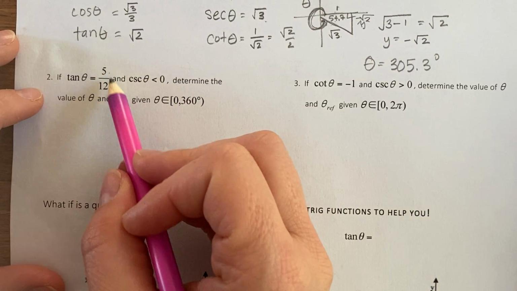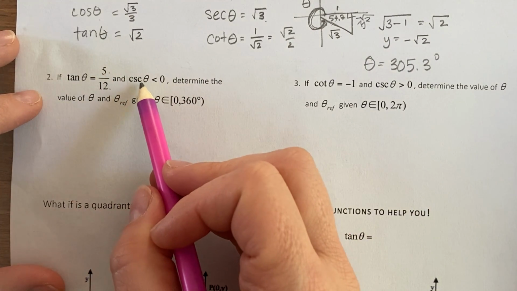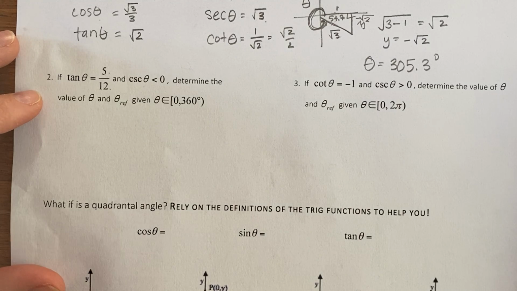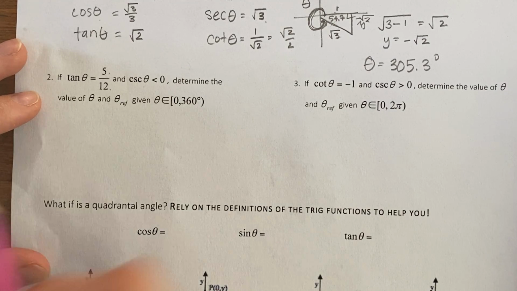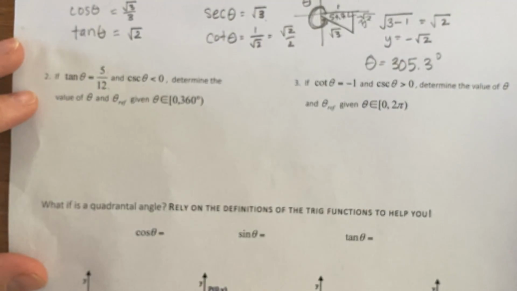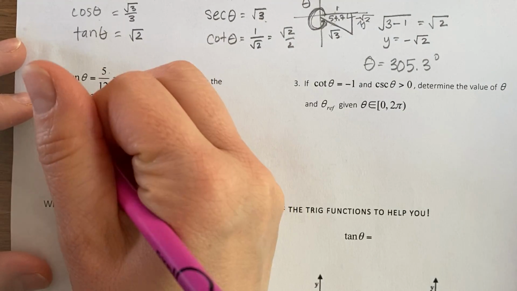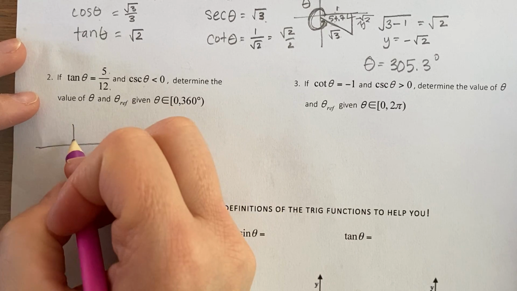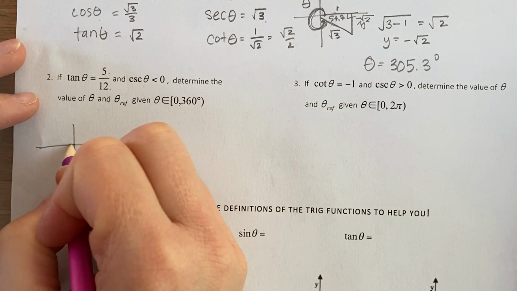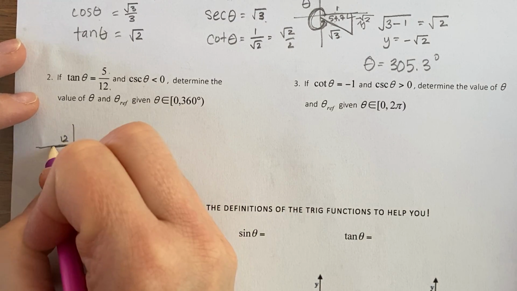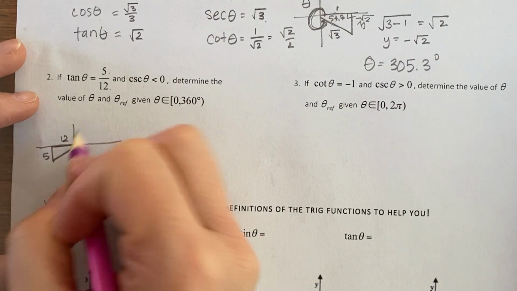The tangent is 5/12. The cosecant is negative. So where is the tangent positive and this cosecant or sine negative? That's going to be here in the third quadrant. So I'm going to draw my picture. I go back 12 and down 5.